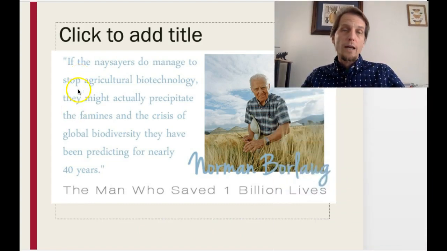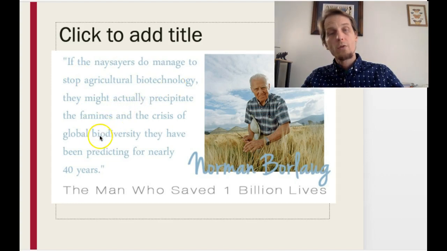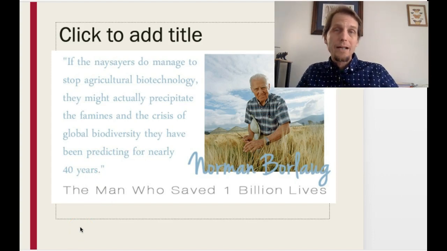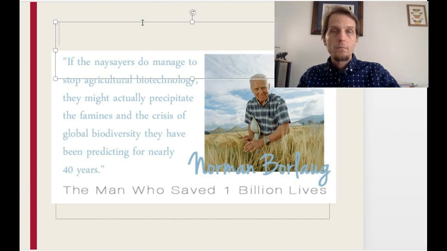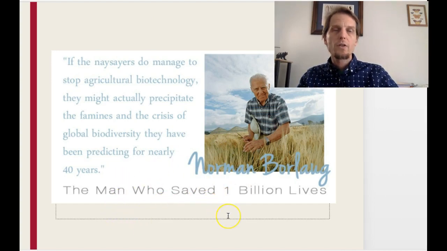If the naysayers do manage to stop agricultural biotechnology, they might actually precipitate the famines and the crises of global biodiversity they have been predicting for nearly 40 years. What are we saying? This is, of course, in support of biotech and the Green Revolution, which is a system Norman Borlaug incorporated and used as his primary source for saving lives. It's thought that we're killing ourselves by killing the environment, and what he's saying is, well, if we don't do it, we will anyway by killing off the population in the next 40 years.